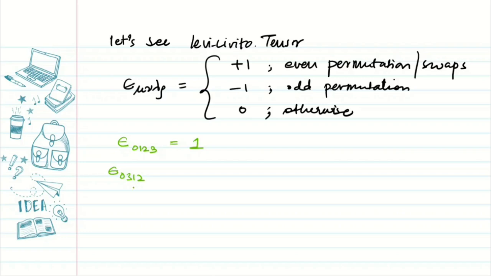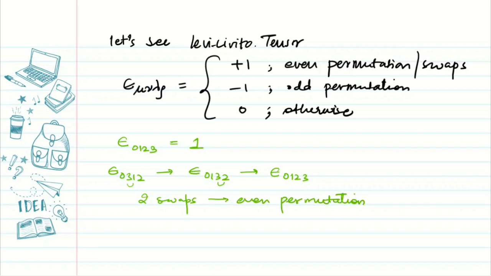So we first swap the 1 and 3, and we get epsilon 0, 1, 3, 2, and then we swap these two, and we get epsilon 0, 1, 2, 3. So we have to make two swaps to get the indices in order. That means it is an even permutation, as we require an even number of swaps. So the value of epsilon 0, 3, 1, 2 is +1.